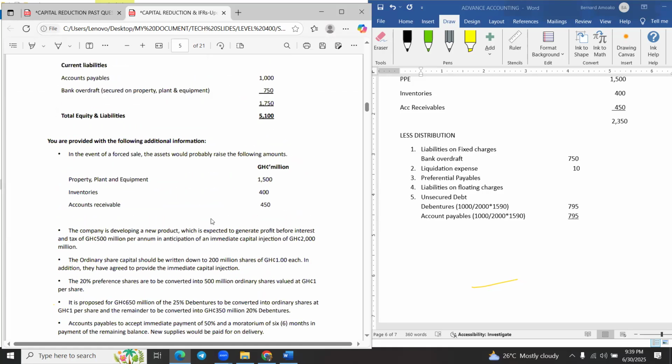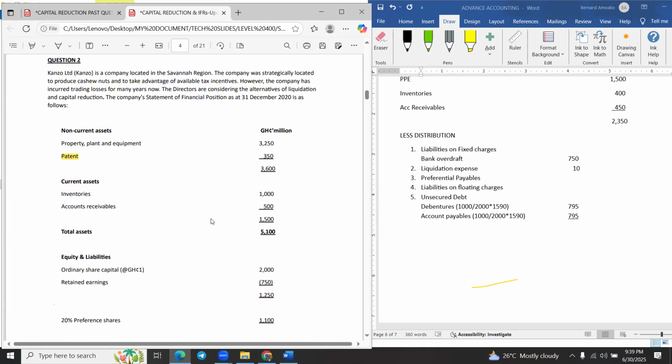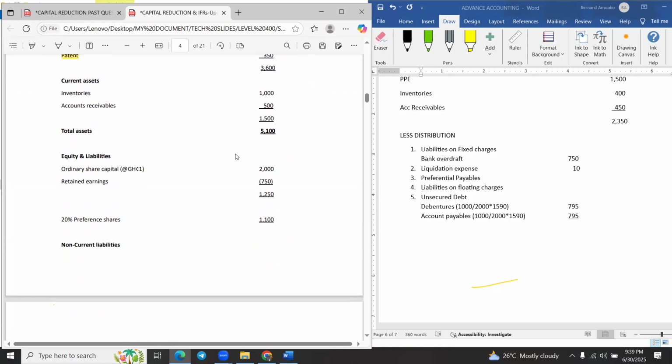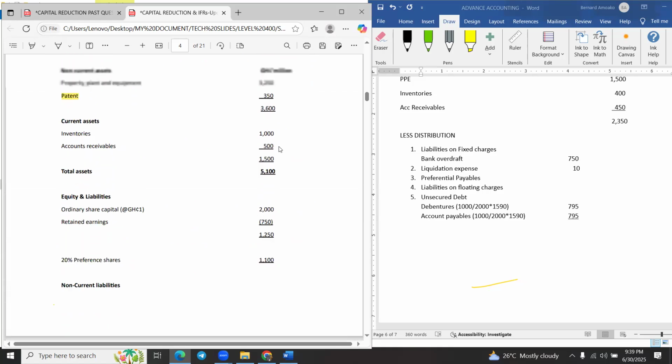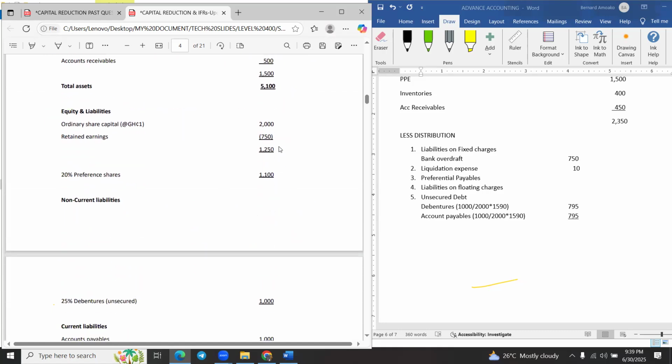I'm viewing another question. Okay, so they would lose their 2,000 million, and then at the end of the day, they sacrifice to pay with their own personal belongings, the surplus to top up for debenture holders, account payables, and then the preference shareholders. And then they'll lose everything if it is an unlimited liability company.